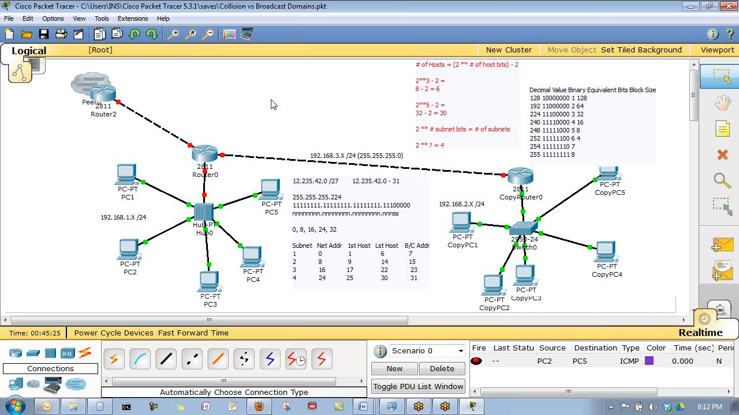In your classes, have you talked about variable length subnet masks? VLSM. VLSM is a technique that we use to basically conserve our IP addresses. But I'm not going to get into that tonight, because that would just blow your minds.